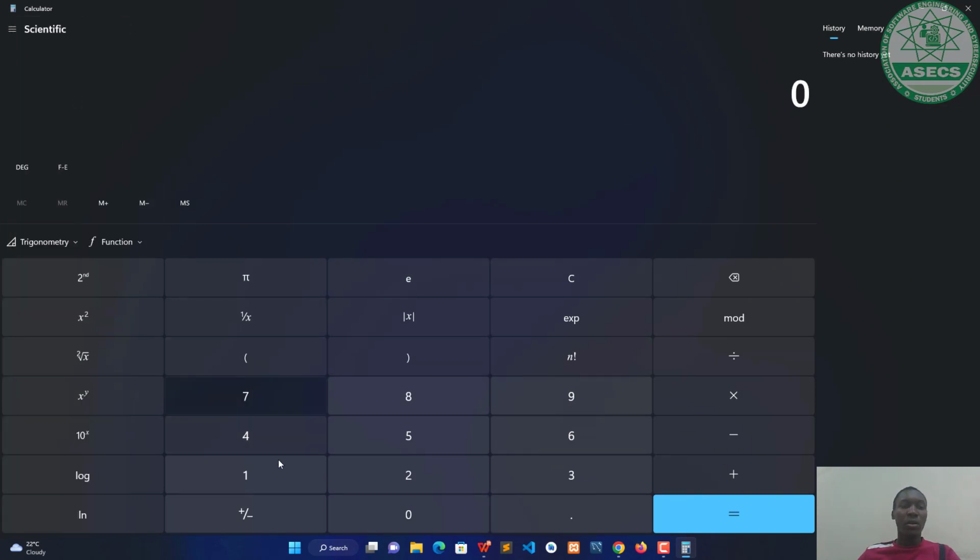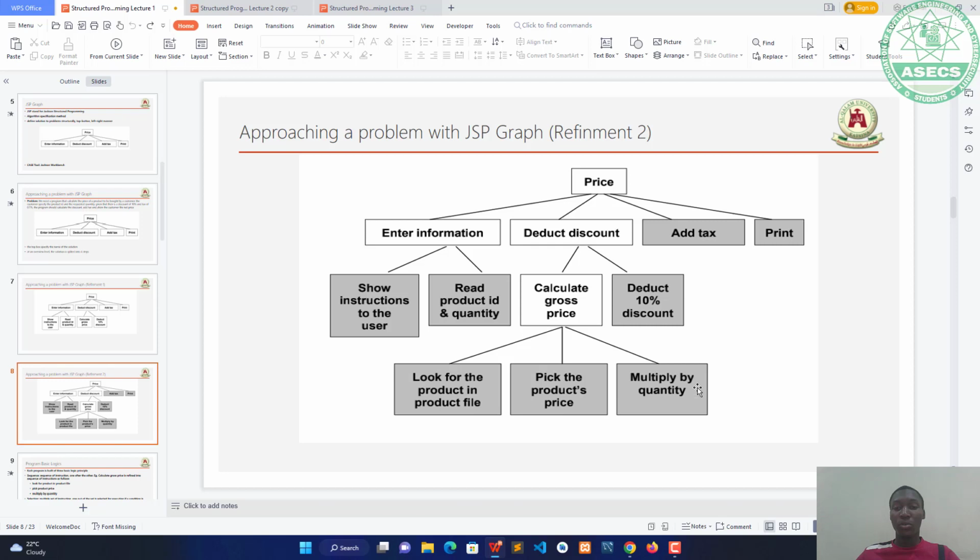Or yes, scientific. So 10% discount divided by 100 times what? I guess 100,000. That's 10,000. Yeah, this is 10,000. That means this is 10,000. This is a discount of 10,000 naira. So that is just an example, and I'm sure you understand it.